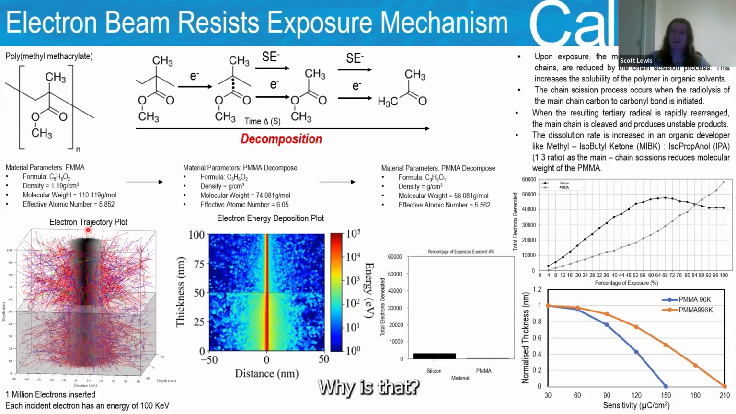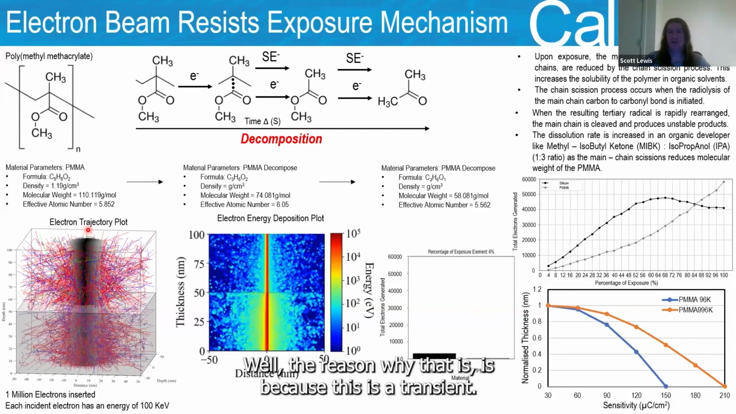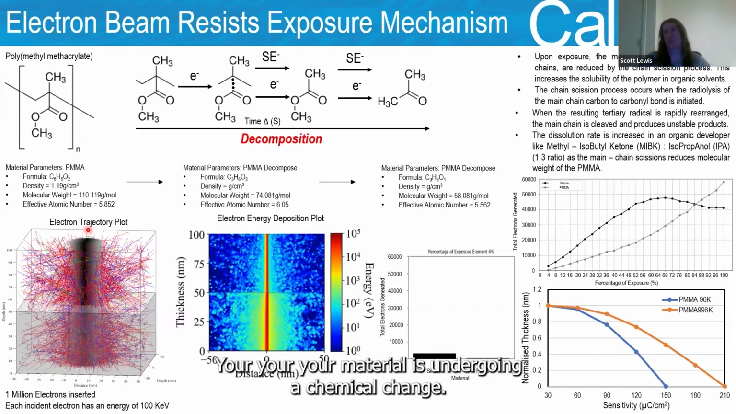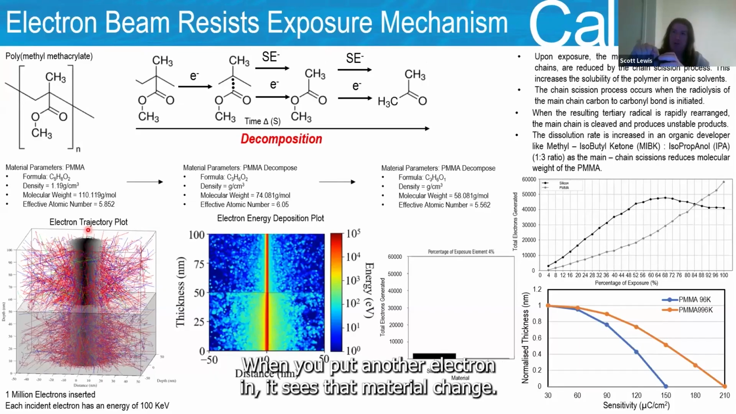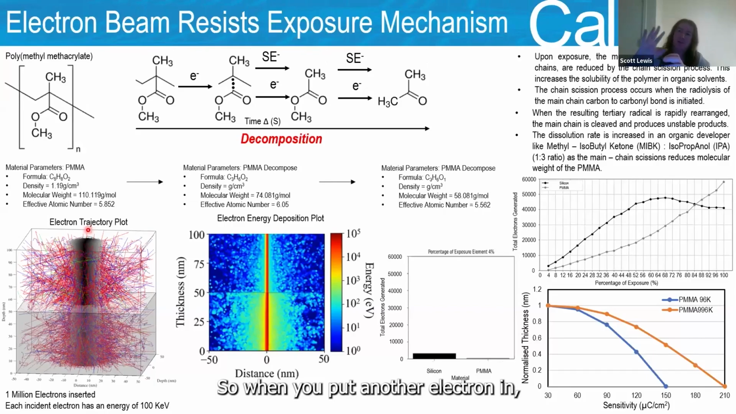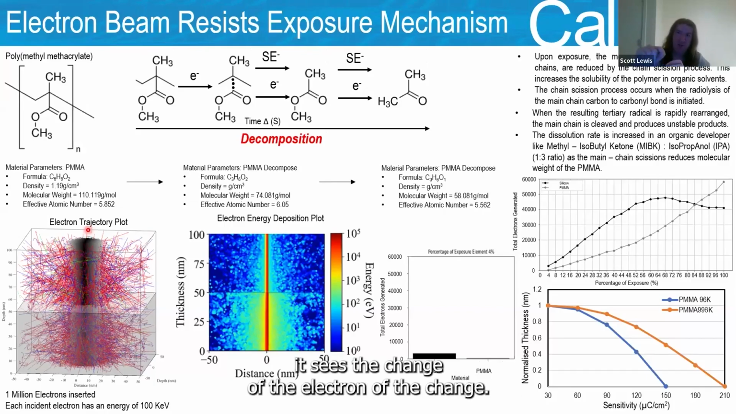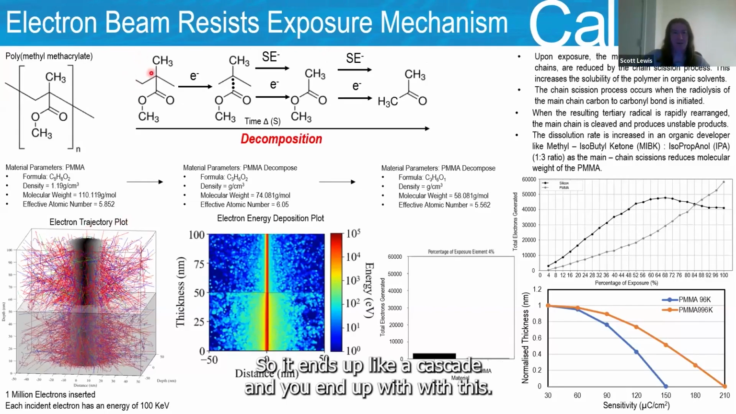Why is that? Well, the reason is that this is a transient. Your material is undergoing a chemical change. So when you put one electron in, it does something. It changes the material. When you put another electron in, it sees that material change. So it ends up like a cascade, and you end up with this.